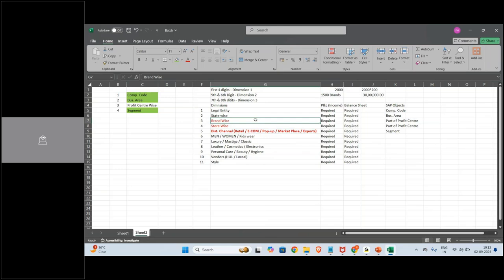No. So we started asking, and they said we don't want it for all the 1500 brands, but we wanted to do it for the top 25 brands only. They agreed that they want balance sheet for the top 25 brands only. So now the profit center comes down to 200 into 25. Basically this is as per segment reporting requirement.